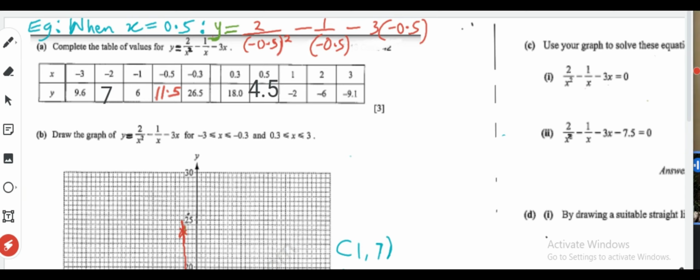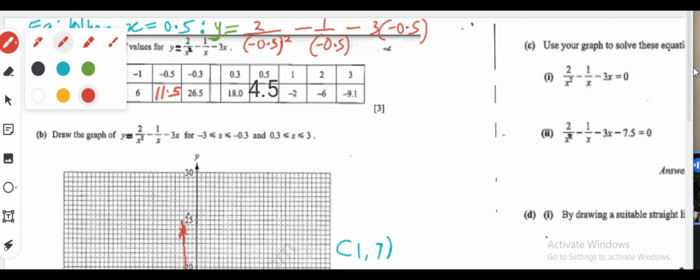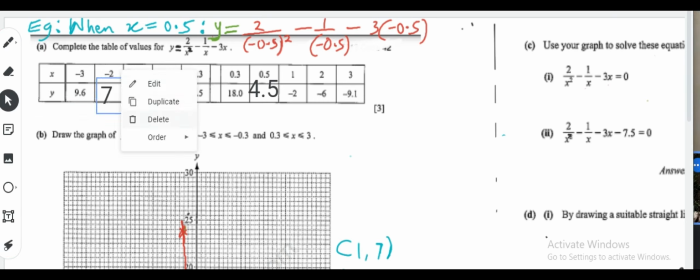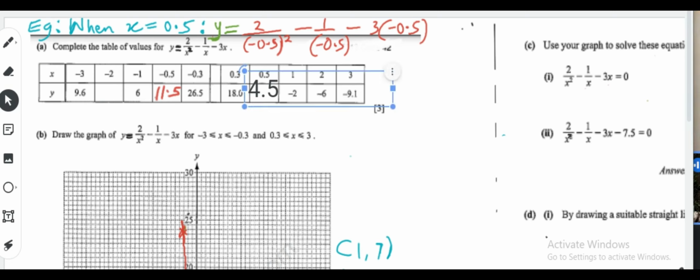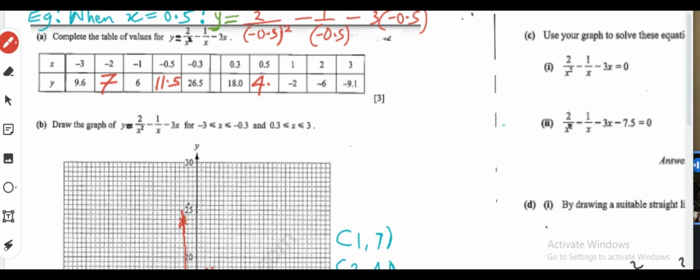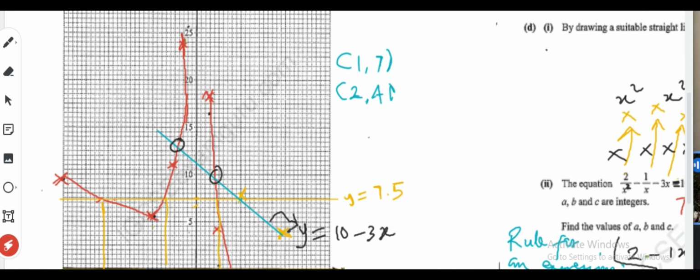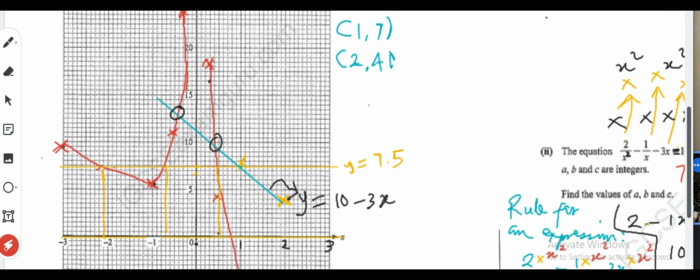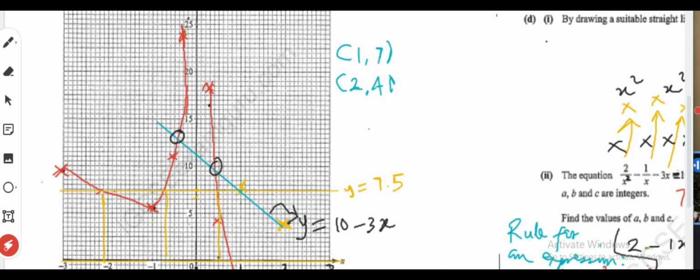So I know 7 wasn't given. We completed it to find 7. This 4.5 was also not given. We completed it to find it. So these were the things we found: 7 here and 4.5 here. I've verified this one is correct. I know the other ones will also be correct. After you've done that, you plotted it. This is what we plotted. Are you listening? Yeah, I'm listening.